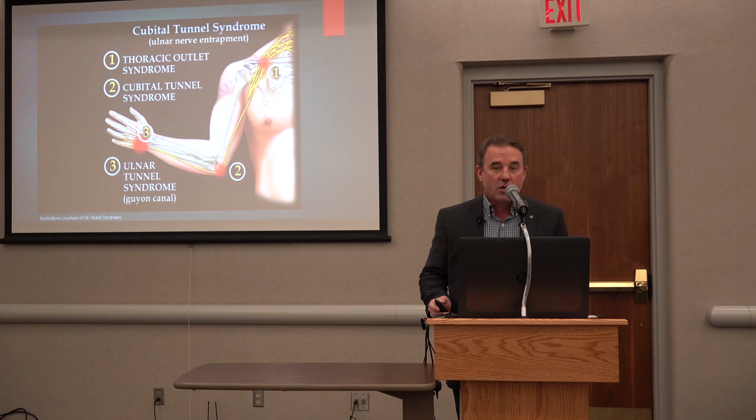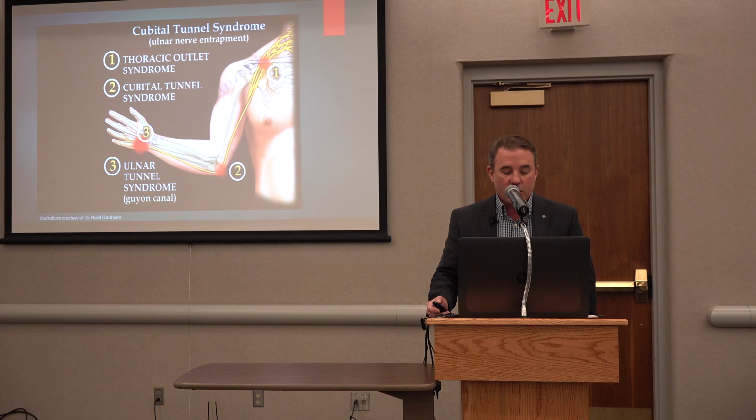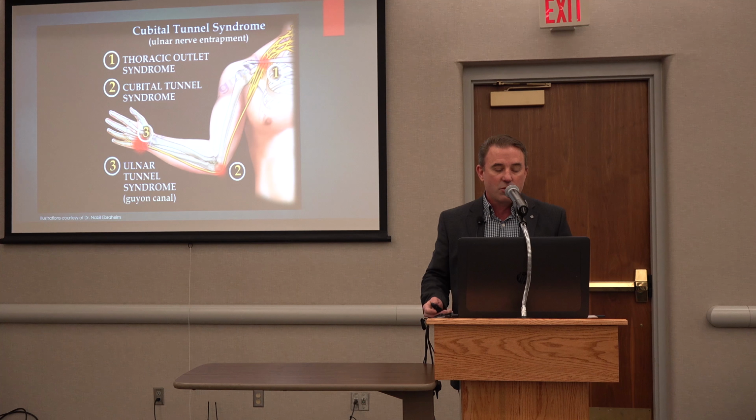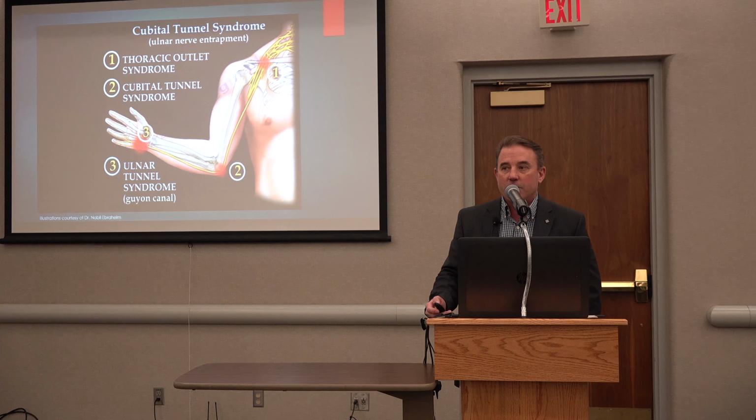And then you get some entrapment of the ulnar nerve at the wrist, or what we call Guyon's canal. Usually that's a ganglion cyst or a mass that causes that. It's not very common, unlike carpal tunnel, to get some innate entrapment, because it's a loose tunnel, it's not a thick tunnel.